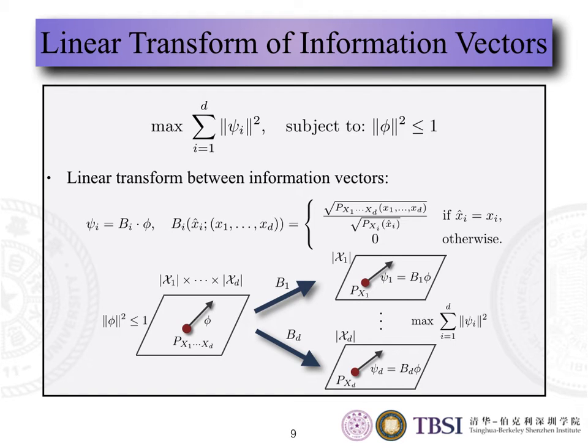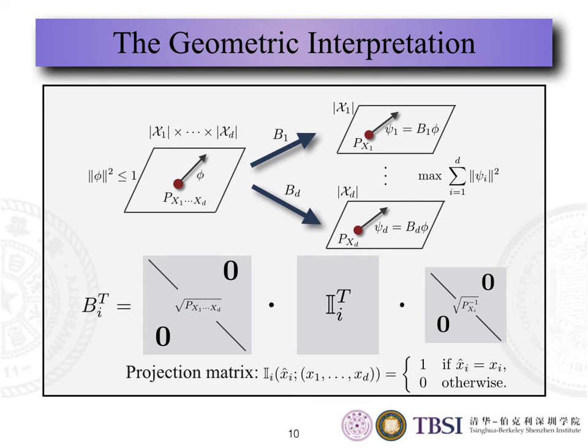Therefore, we can interpret this optimization problem as designing the unit vector phi in this input space. We want to choose the direction of phi in this space so that after the linear transformation B1 to Bd, the output images have the largest total norm square sum. Also note that the linear transformation B_i can be interpreted as a projection operator that projects the high-dimensional vector phi from the product space onto the low-dimensional spaces Xi.